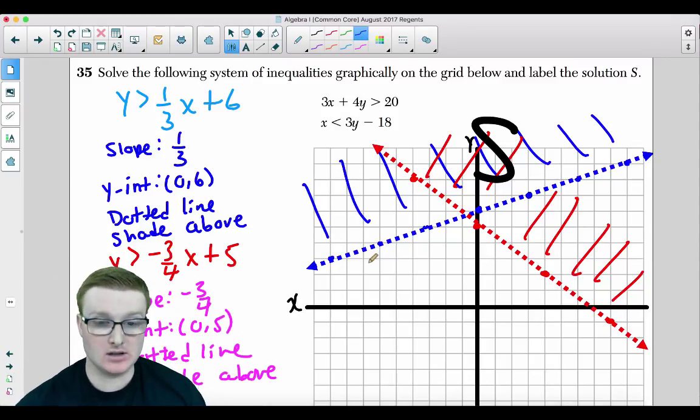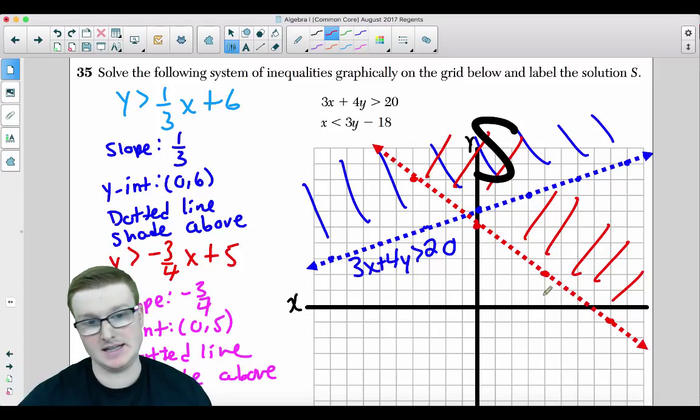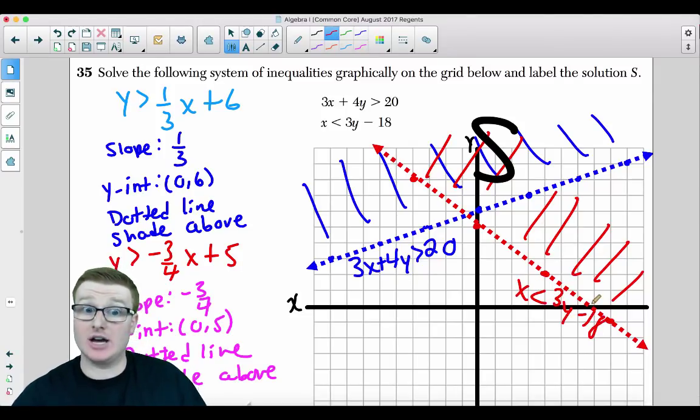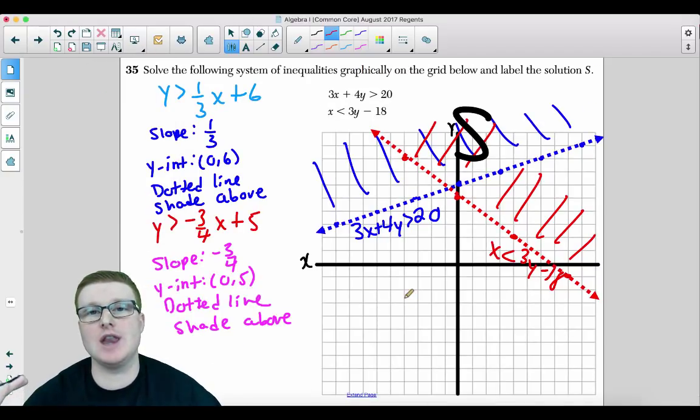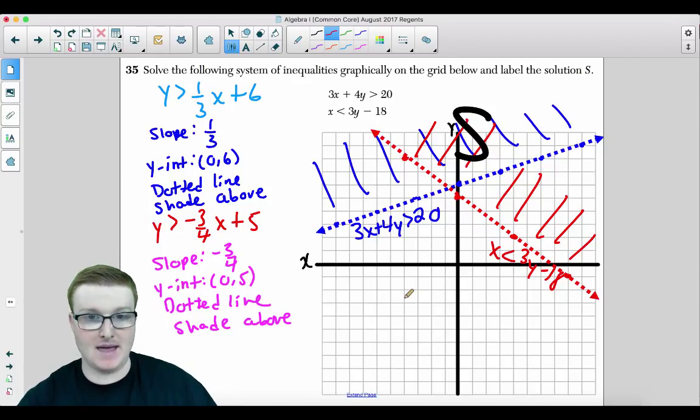Actually, you're not done. You could even label these lines as well, because it's always important. Label them as the original lines. So 3x plus 4y is greater than 20. And this is x is less than 3y minus 18. Now you're done. Okay. Honestly, if you get one of those questions, in all seriousness, you should not mess up on those. You should take them, get the points, and run with this question, because they're really not that bad.